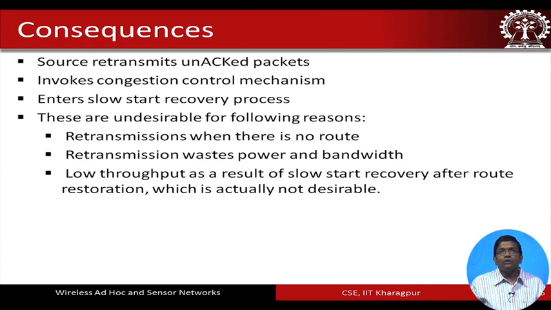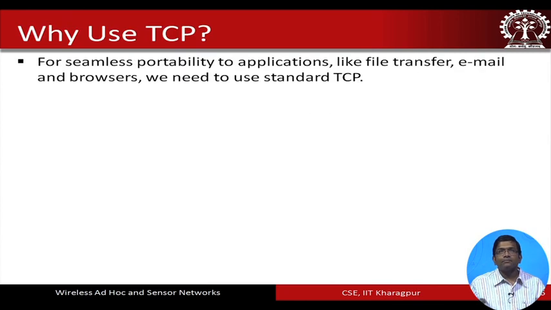Low throughput is obtained as a result of slow start recovery after the route restoration process, which is actually not very desirable. Slow start means that you additively increase. So, the AIMD scheme, the additive increase multiplicative decrease scheme, is typically adopted in such cases. So, the congestion window size is additively increased, whereas if there is a sign of congestion, then the congestion window size is multiplicatively decreased.